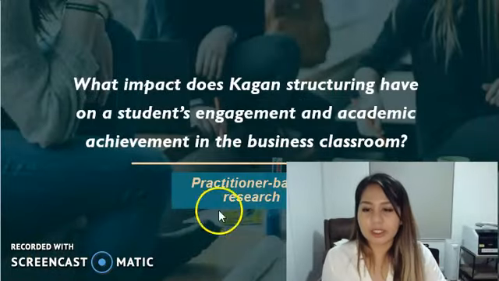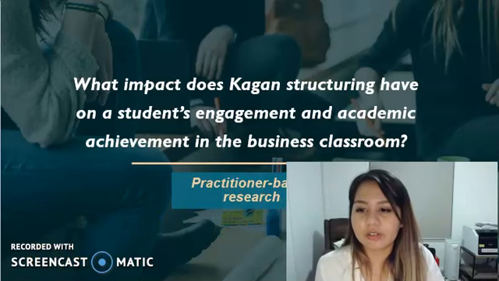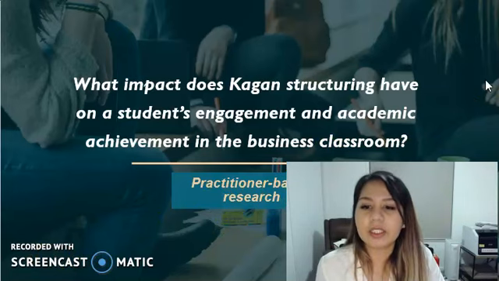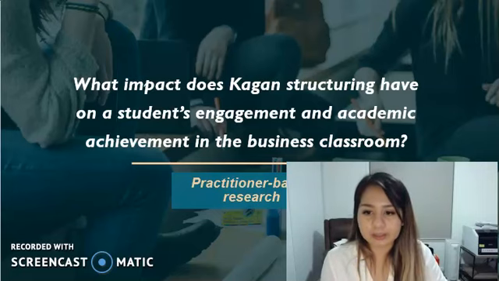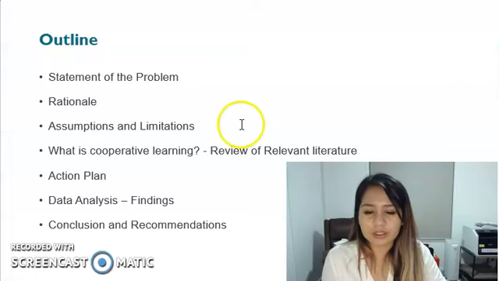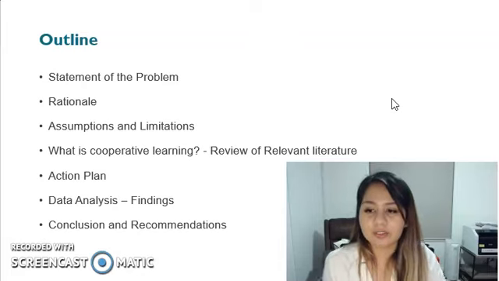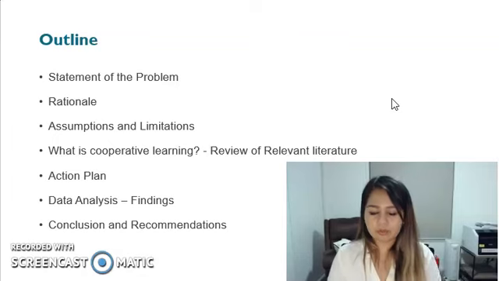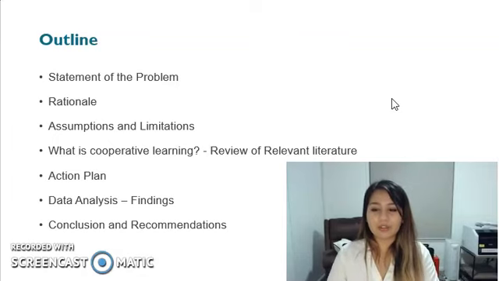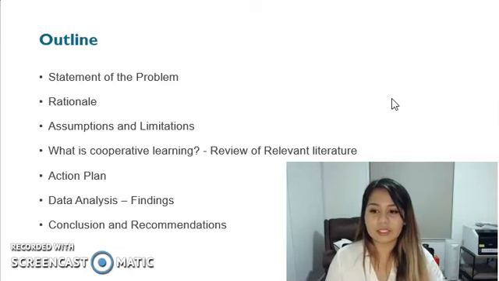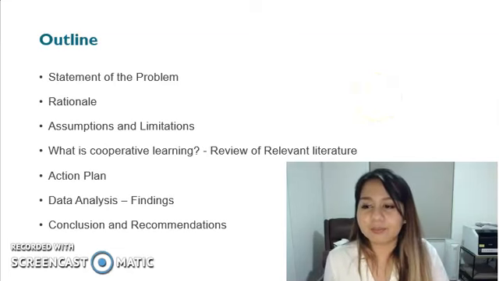So my research question at hand is, what impact does Kagan structuring have on a student's engagement and academic achievement in the business classroom? But firstly, we'll go through the outline of this presentation. I'll start by stating the problem, the rationale, so why did I choose to conduct this study, any assumptions and limitations I found, what relevant literature says about cooperative learning, my action plan, so what I actually did to conduct the study, my findings, and any conclusions and recommendations that I have.